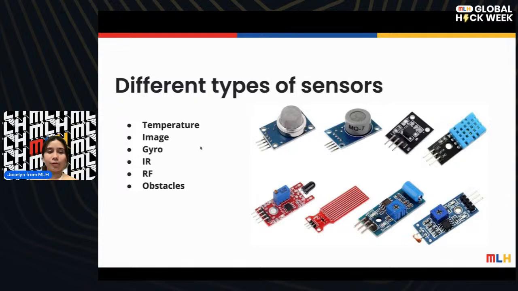We also have the gyro sensor, which is basically to detect different angles. For example, in an autonomous car, you can detect the angles where you are going. We have the IR and the RF, which are basically to detect obstacles. So in case you want to detect if you have an obstacle in front of you, you can measure that as well. And these are just some pictures of the different sensors that are out there.